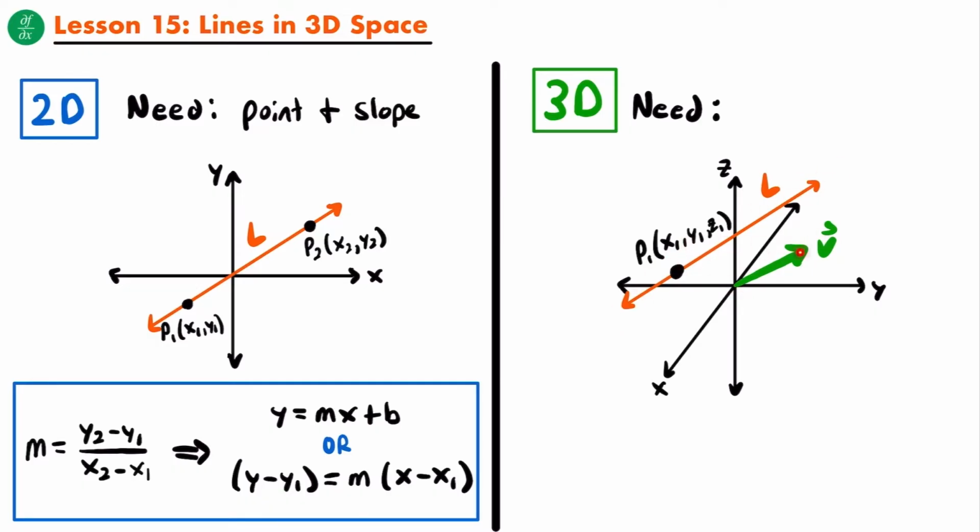And so those are the only 2 things that we are going to need to write the equation of a line in 3D, or to represent a line in 3D space. Okay, so in 2D we needed a point and a slope, but in 3D we're going to need a point and a direction vector. Okay, so those are the 2 things that we need to have in order to find the equation of a line in 3D, but how do we actually find that equation? Well, that is what we're going to look at next.